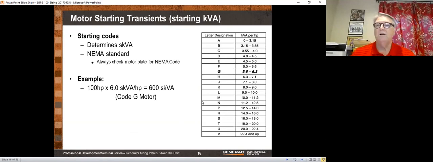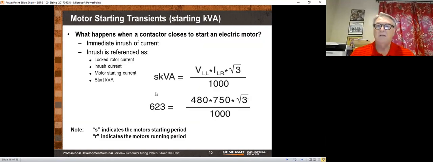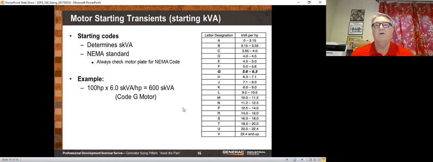So most starting codes on most motors are F or G. So we'll be conservative and go G, and then we'll find a nice round number there, and that nice round number between 5.6 and 6.3 is 6.0. So if I have a 100 horsepower motor, I just multiply by 6 and I get 600 starting kVA. And you can see that's pretty close to the 623 that we calculated over here.